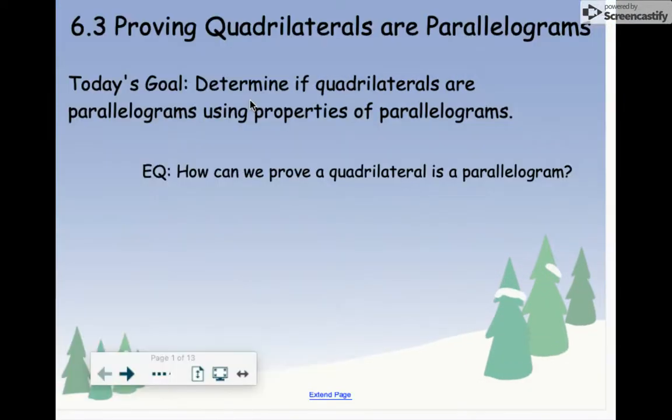Hello class and welcome to today's lesson 6.3 where we're going to be proving quadrilaterals are parallelograms. So if you remember from yesterday's lesson we learned about parallelograms, all the different properties of them. Today's goal is to determine if quadrilaterals are parallelograms using those properties.